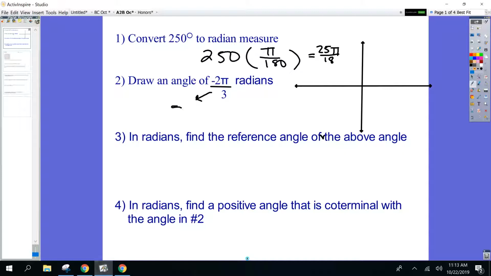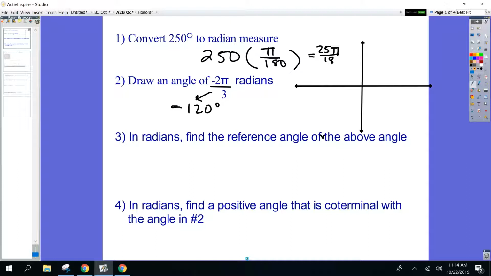Negative 120. And I can't wait till the next couple days when I get to show you guys that you can just look at negative 2 pi over 3 and find out that it's negative 120 without doing anything on your formula sheet. You'll just know, oh, that's 60 times negative 2, negative 120. It'll be fun.